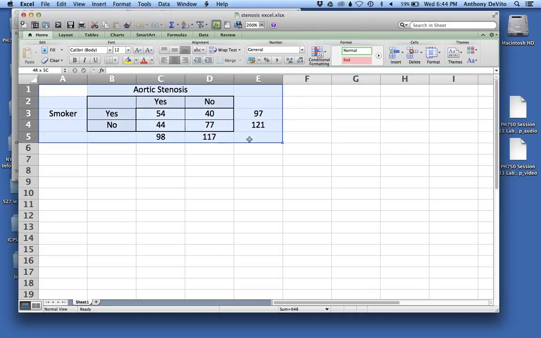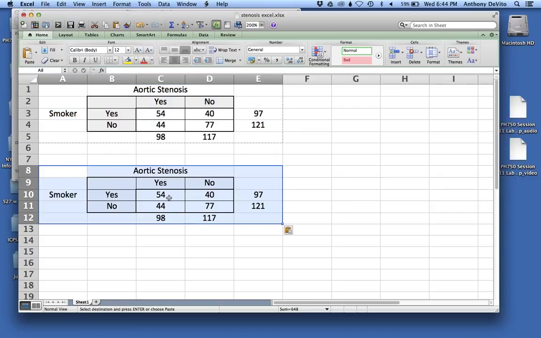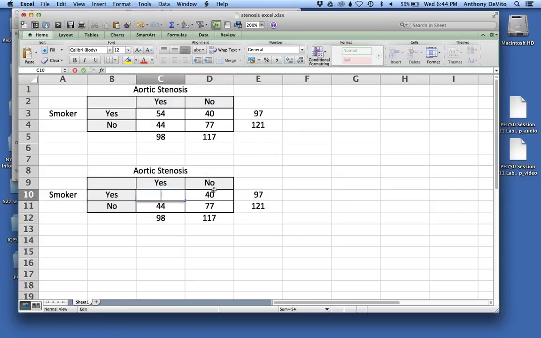I'm going to duplicate this table, except this time I'm going to paste it down here, and I'm going to take out these numbers, right? There's still going to be 97 smokers and 121 non-smokers, and we're still going to have 98 people have stenosis, 117 that don't. But I'm going to say to myself, what would this table look like if there was no association between being a smoker in this population and not being a smoker?